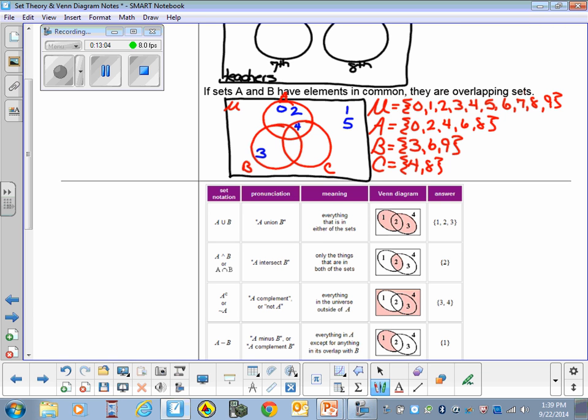6, does that belong to any other set? A and B, so it belongs here where those two overlap. 7, does that belong to any of the sets? Nope. 8, does that belong to any of the sets? A and C. 9, does that belong to any of the sets? B. Okay, and I've successfully placed every element of my universe in the correct portion of the Venn diagram.